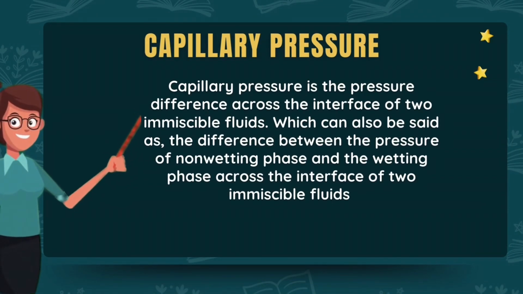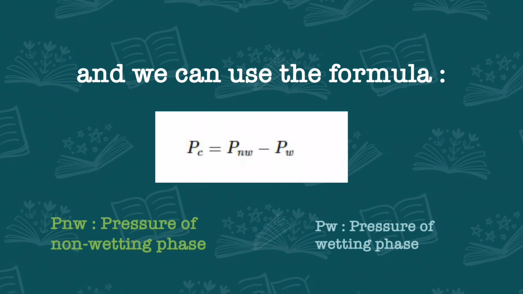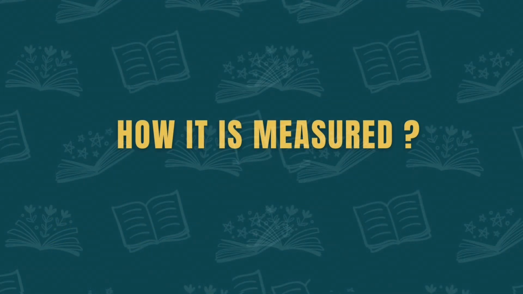What is capillary pressure? Capillary pressure is the pressure difference across the interface of two immiscible fluids, which can also be said as the difference between the pressure of the non-wetting phase and the wetting phase across the interface of two immiscible fluids. And we can use the formula Pc equals Pnw minus Pw to find the Pc. So, how can we calculate capillary pressure?